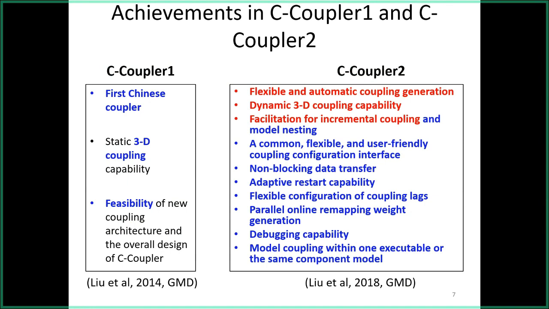C coupler 2 has some new features based on C coupler 1. For example, flexible and automatic coupling generation, and dynamic 3D coupling capabilities that can handle the coupling between 3D grids with variable vertical coordinate values, and it can conveniently achieve incremental coupling and model nesting. More details about C coupler 2 can be found in the GMD papers published in 2018.